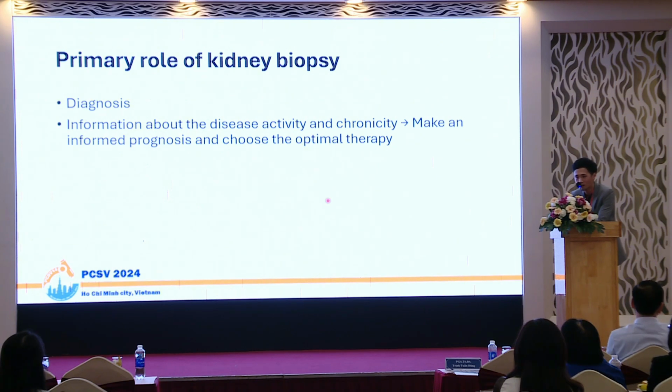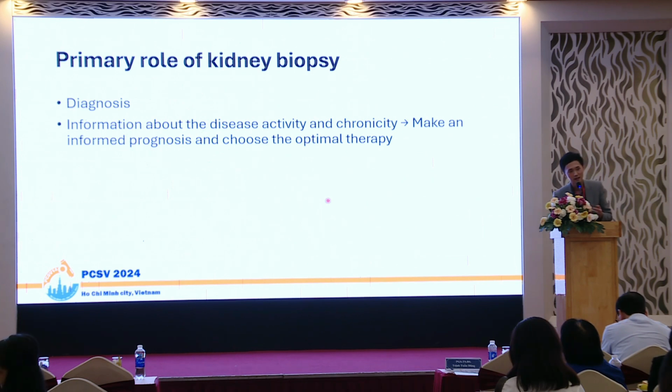So the primary role of kidney biopsy pathology is to make a diagnosis and score the activity and chronicity of the disease to guide the treatment. So there are many scoring or classification guidelines in many different kidney diseases or transplantation. They are too much to cover today, so maybe next time.